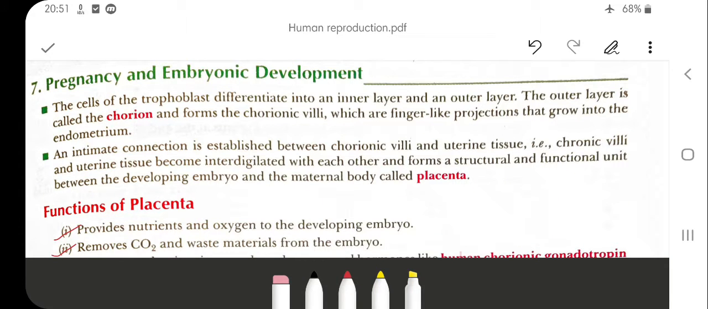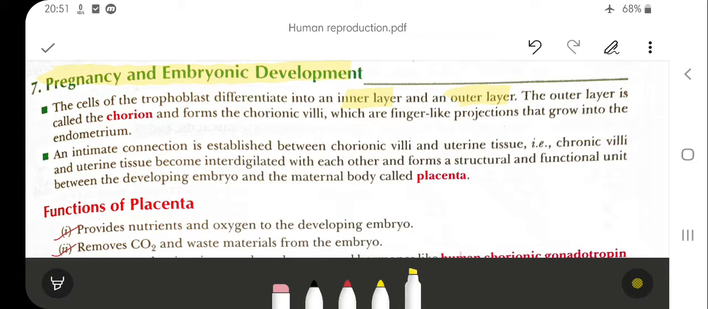In our previous session, we discussed fertilization and implantation. Today we are going to start with pregnancy and embryonic development. The cells of the trophoblast differentiate into an inner layer and an outer layer. Trophoblast is the peripheral layer of the blastocyst, whereas the inner cell mass is the inner layer of the blastocyst.